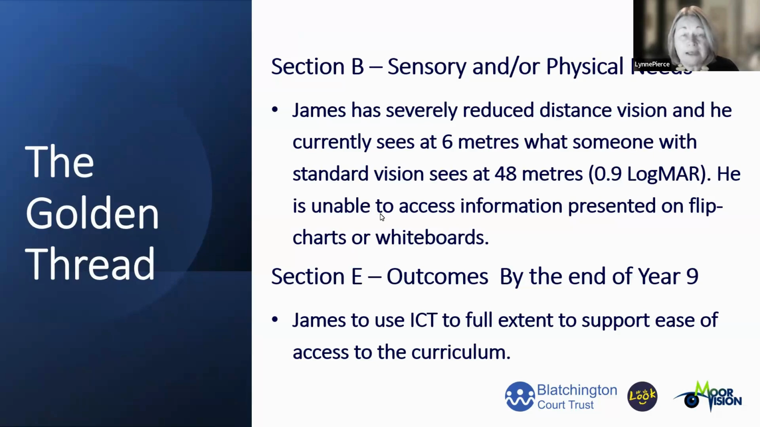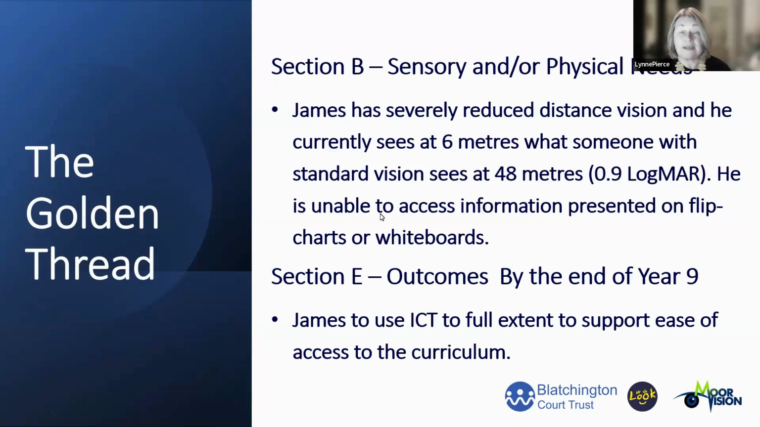So section B, this is how it might flow. We did have that earlier slide actually that Sophie said refer to. There was a lot more written about James's vision impairment and his needs, but we've just reduced it to this. James has severely reduced distance vision and he currently sees at 6 meters what someone with standard vision sees at 48 meters. And then LogMAR detail.